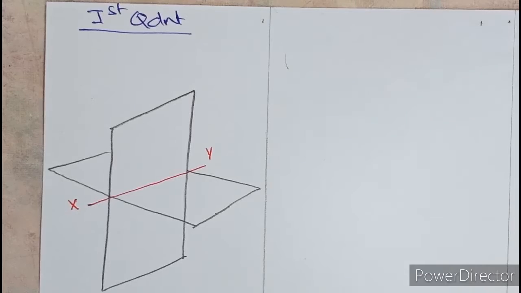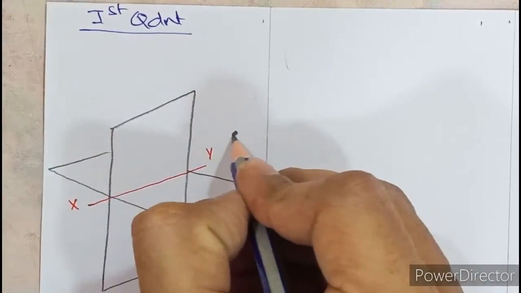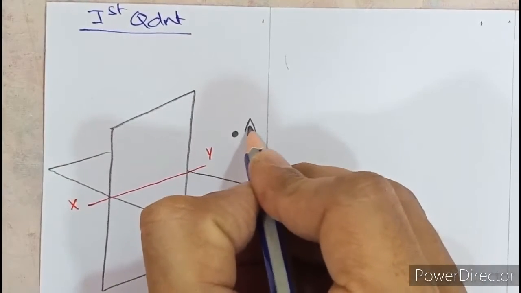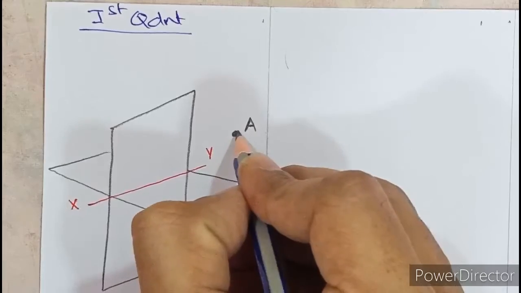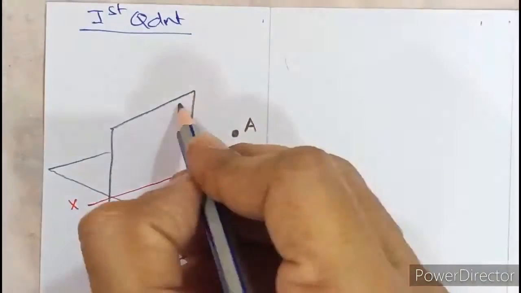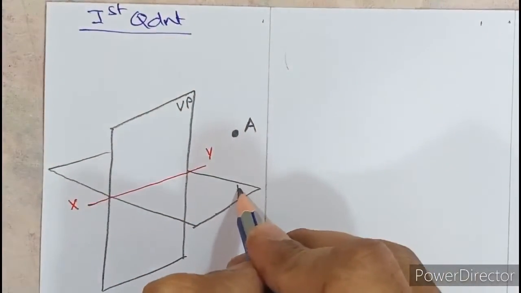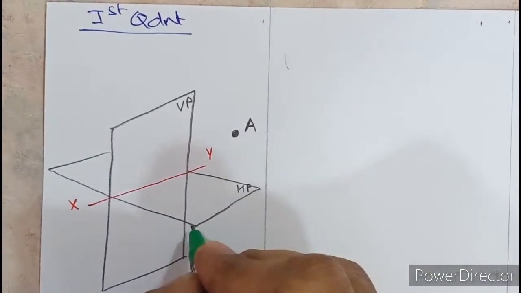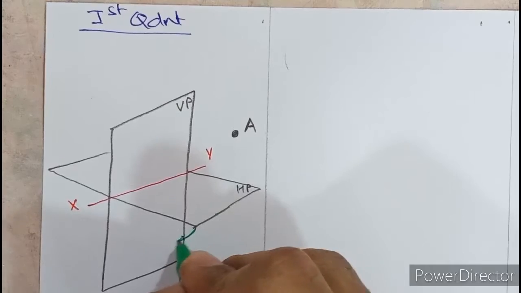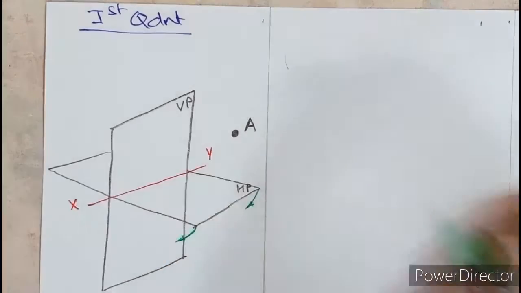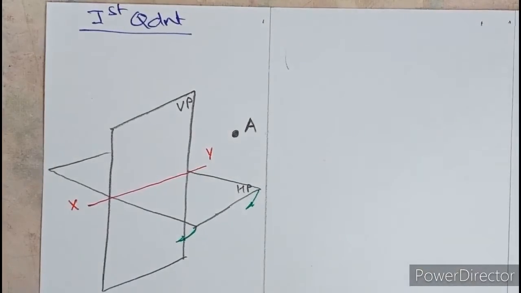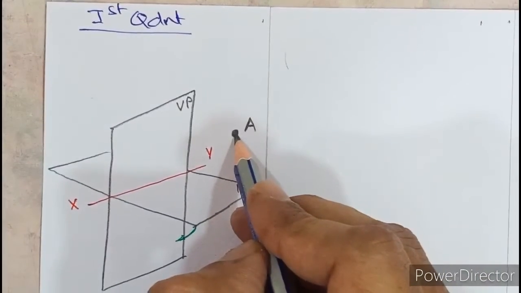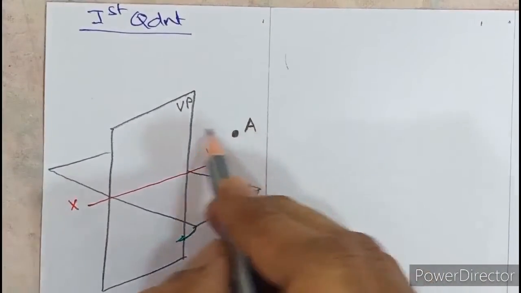All of you have to be very attentive to understand this part. Okay, so let us see what it is. Suppose I assume a point capital A in the first quadrant. We know that this is VP and this is HP, and HP has to be turned always in the clockwise sense like this. So once again, how will you define A in the first quadrant? It is said to be above HP and in front of VP.